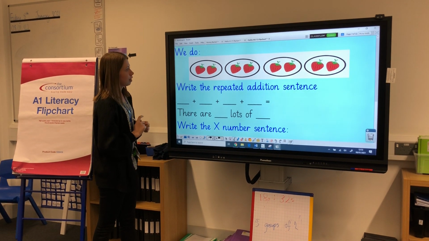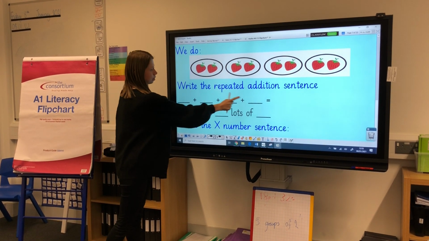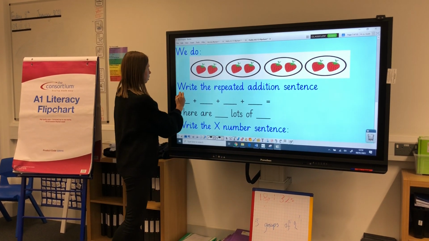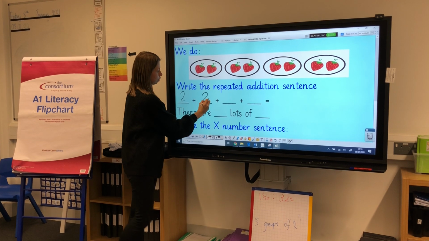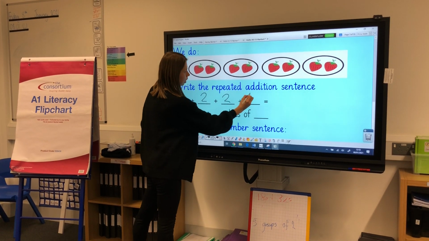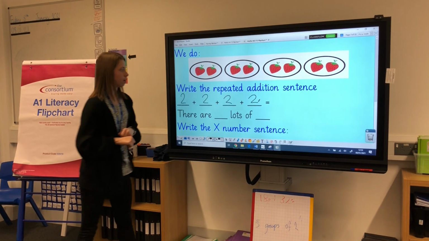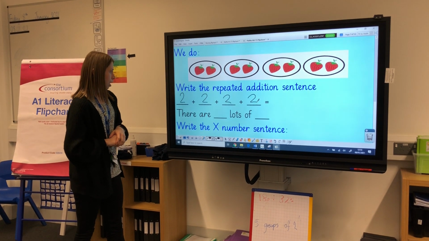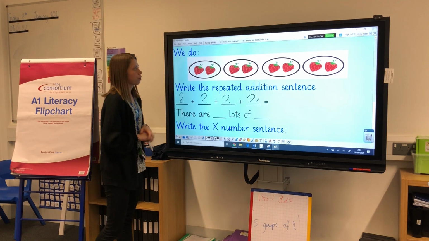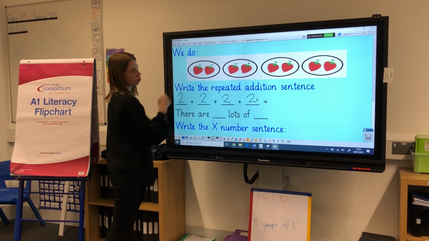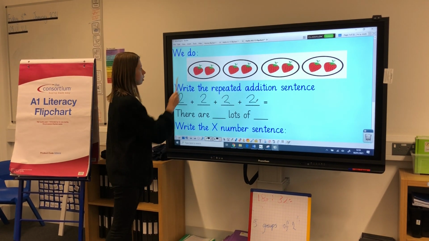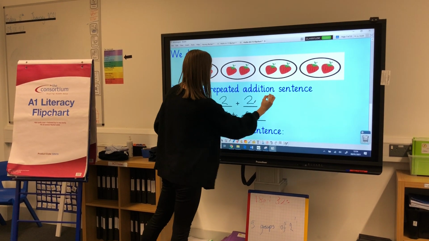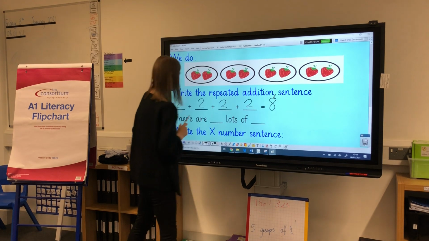Now, we know there are 4 groups. We've got our 4 spaces for our number, and there are 2 strawberries in each group. So we need 2, add 2, add 2, add 2. We're adding the number 2, 4 times. Now we're going to solve the answer. Like we've counted up in 5s, we're going to count up in 2s this time, so you can do that with me. 2, 4, 6 and 8. So our answer is 8.